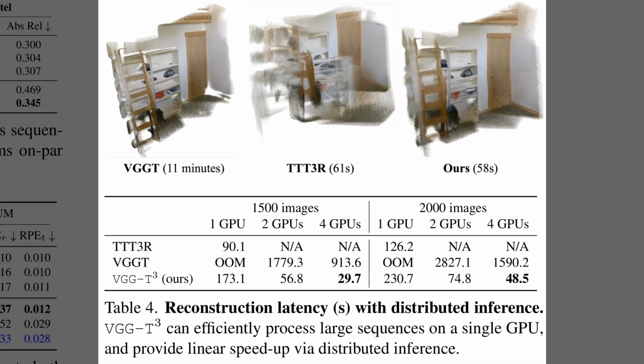So, while the previous table listed accuracy, the visuals here in the top row prove the quality. Notice how the middle reconstruction from TTT3R is blurry, whereas VGG-T3 on the right matches the sharp detail of the slow baseline on the left, but finishes in just 58 seconds. Table 4 below confirms this efficiency. While the baseline crashes with out-of-memory errors on a single GPU, VGG-T3 handles 2,000 images easily, dropping to 48 seconds when distributed across 4 GPUs.